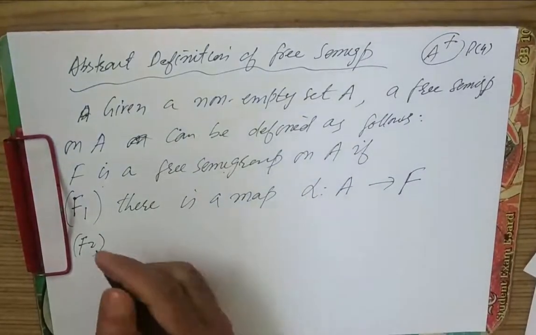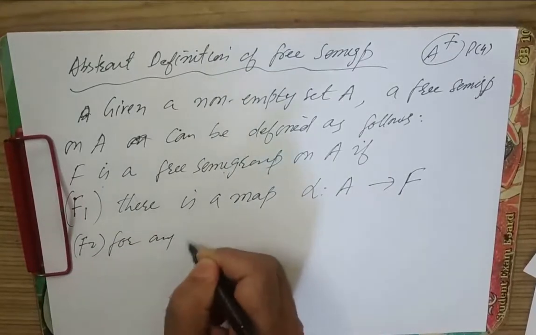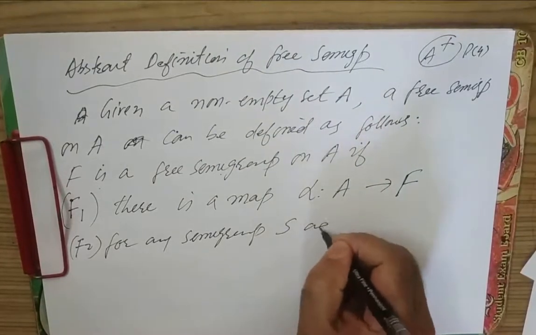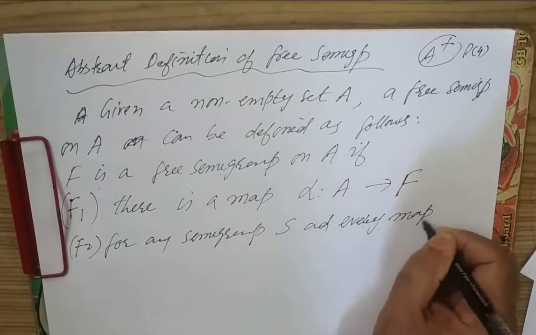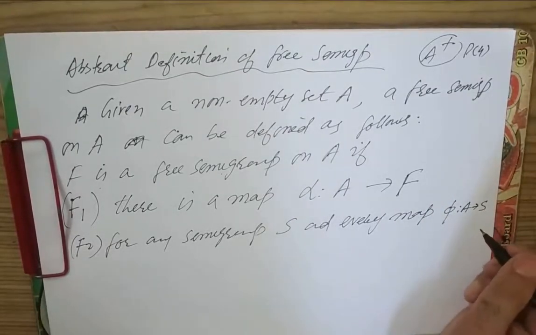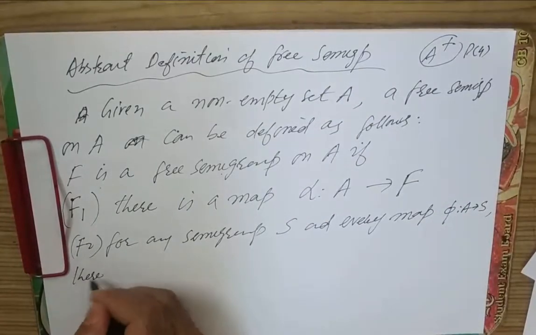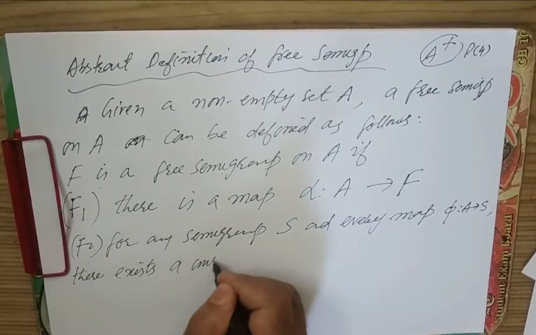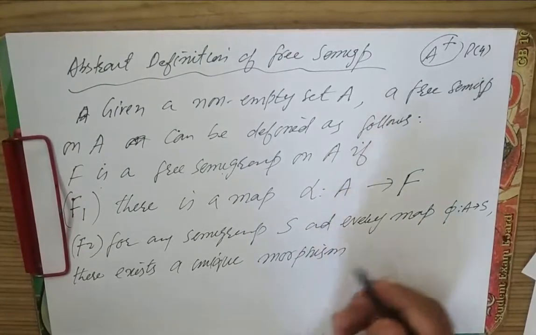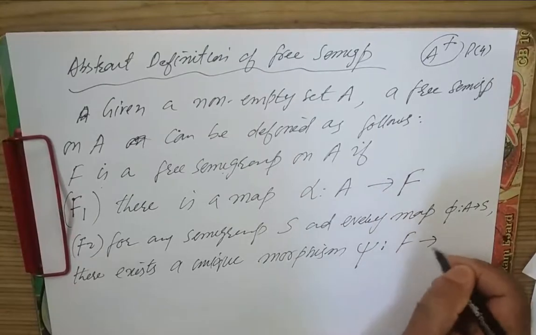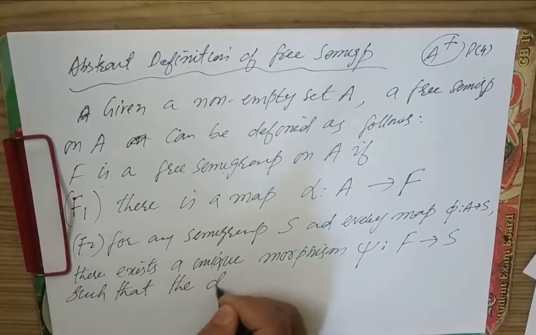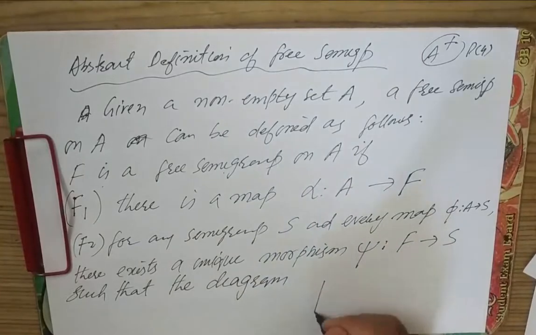The second property is: for any semigroup S, and every map phi from A to S, there exists a unique morphism psi from F to S such that the diagram commutes.